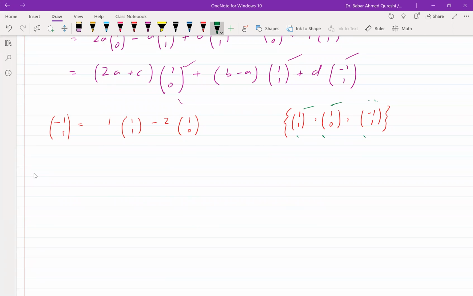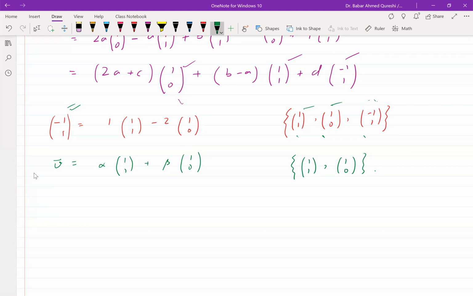And finally, I can write any vector as a linear combination of only these two. Again, because I can write this guy as a linear combination of the other two. So I can again delete. Now the question is, so that means my spanning set reduces to these two.